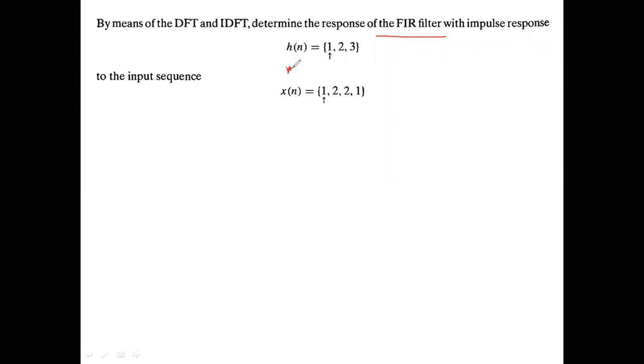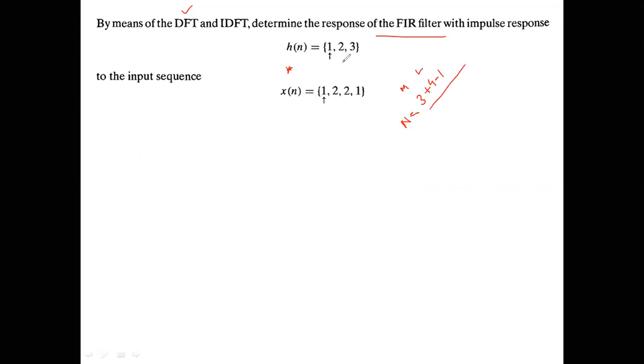So what do we have to do? DFT does only circular convolution, so we have to choose our N equal to the length of the first sequence, 3, plus the length of the second sequence, 4, minus 1. The length of the impulse response is usually taken as M, and the length of the input is taken as L. If I choose N equal to 3 plus 4 minus 1, that is 6.